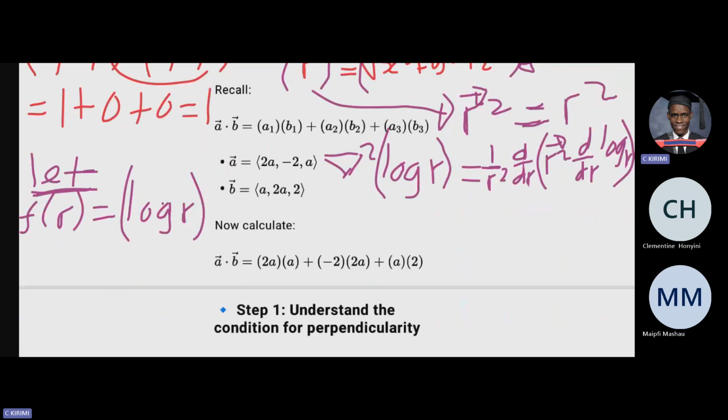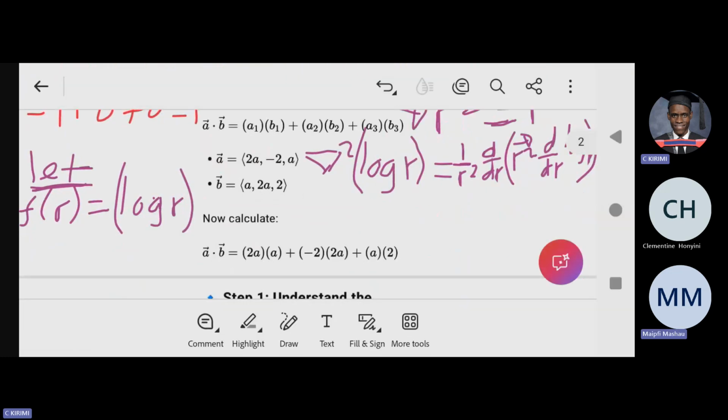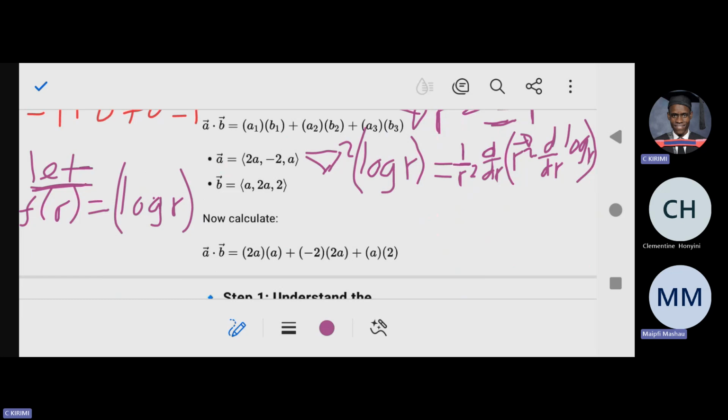So where there's f, we are replacing f with log r. So let's continue with our problem, which is equal to, we still have 1 over r squared there. We have our d/dr still outside the bracket. Let's put it d/dr outside the bracket. Then you put your bracket.